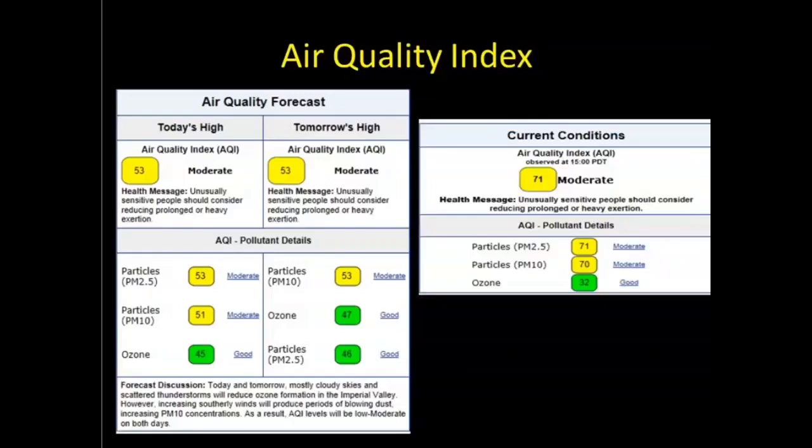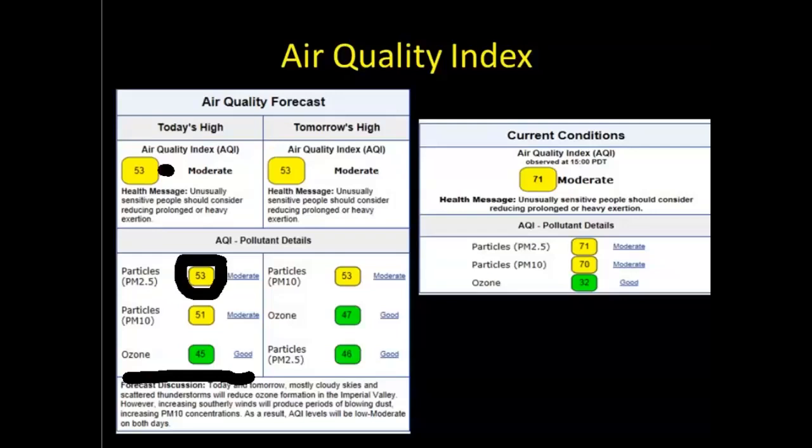So here I pulled a couple of these from the internet. On the far left there, you see the air quality. Today's high, 53. That's moderate. And if you look directly down from that, in this area, you see that ozone is good, particulate matter is 51, and PM 2.5 is 53. It is because of this number. It's the highest of the three, and that becomes this number.